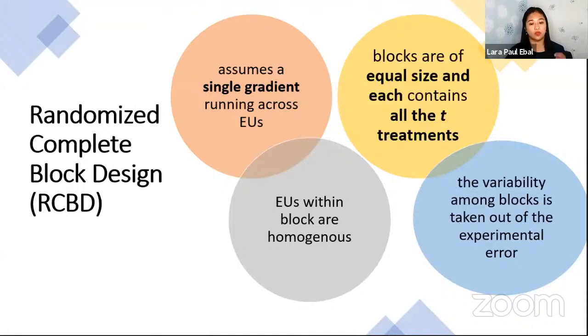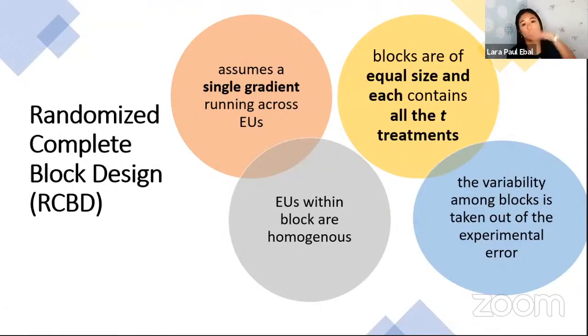Okay, so imagine that you have one block or a block having all the treatment levels there. So may presence ng lahat ng treatment levels. That's why it's called complete block. Okay? So complete block design. And then the experimental units within block are homogeneous.